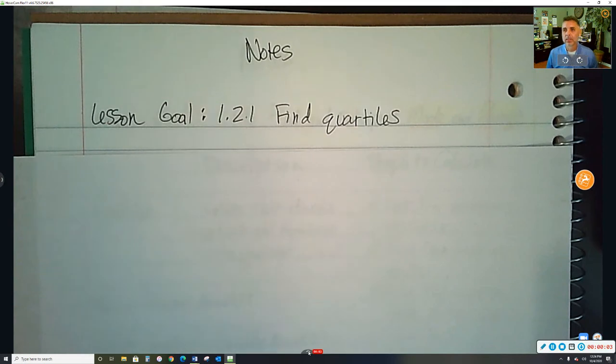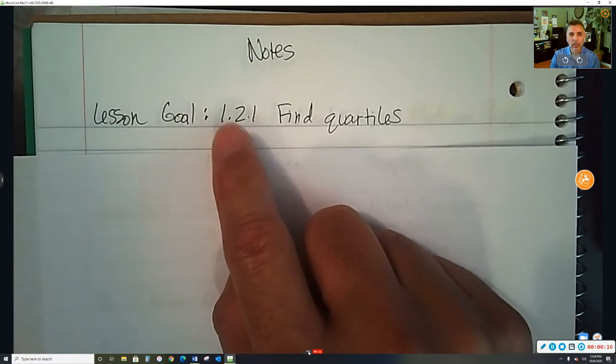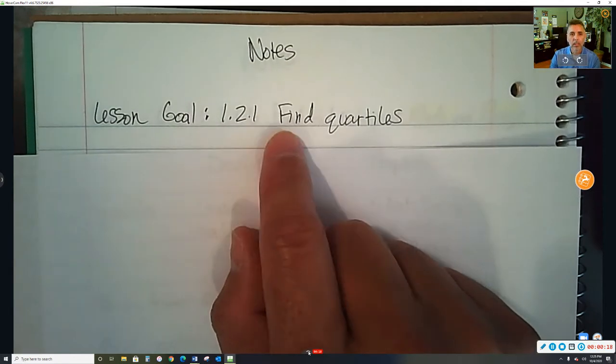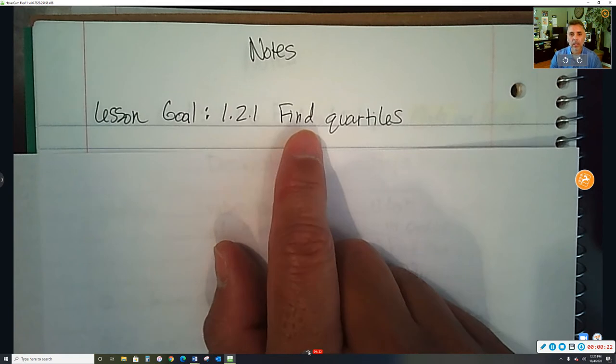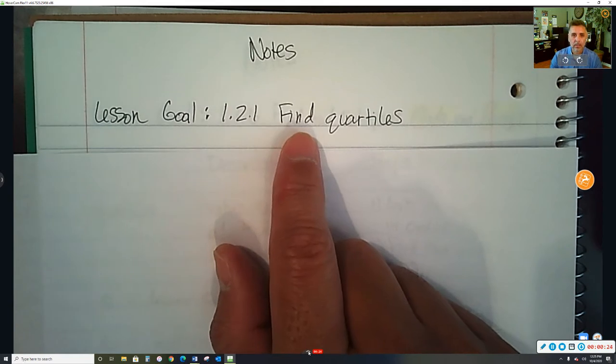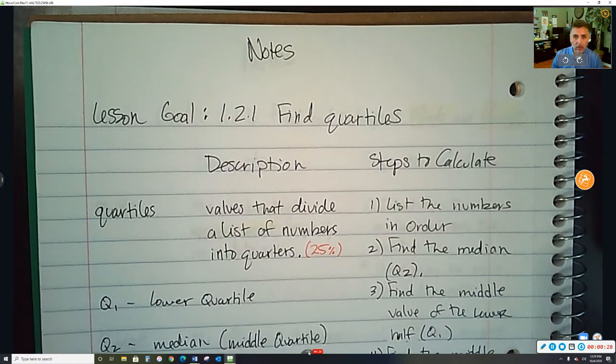Hey everybody, so today we have some notes. We are moving on to our second learning target or learning goal. So instead of 1.1, it's going to be 1.2, and this is the first goal of this section. We're finding quartiles. Okay, so let me go ahead and lower this some.